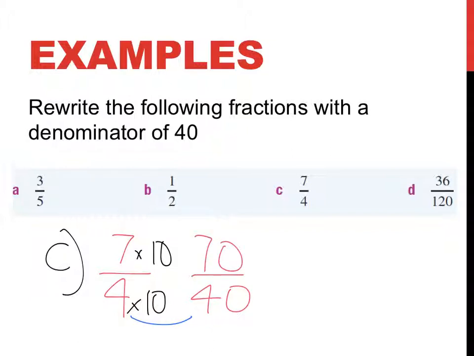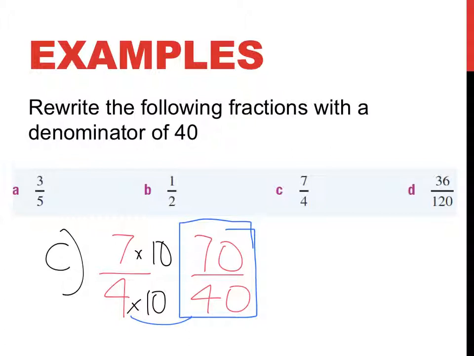Now, I'm hoping some of you stop and go, 70 over 40? Isn't the numerator meant to be smaller than the denominator? And you're right, it usually is in a proper fraction. This guy is called an improper fraction, and you should remember those from year 7. I could, if I wanted to, change him into a mixed numeral, but I'm not going to worry about it at the moment.